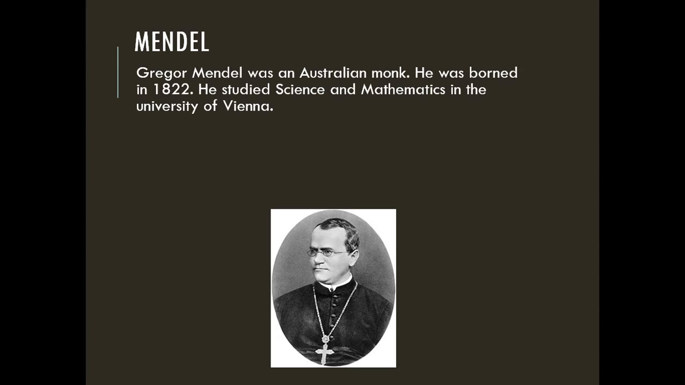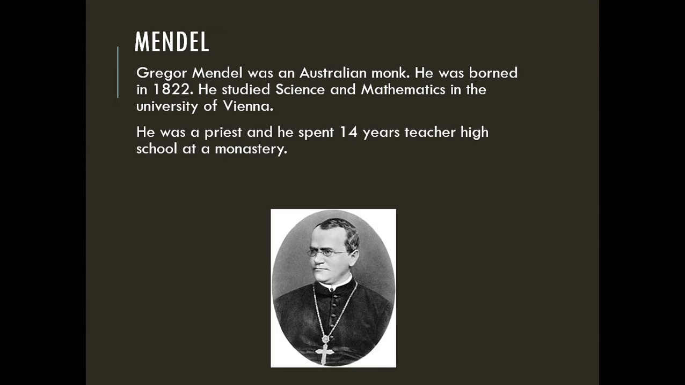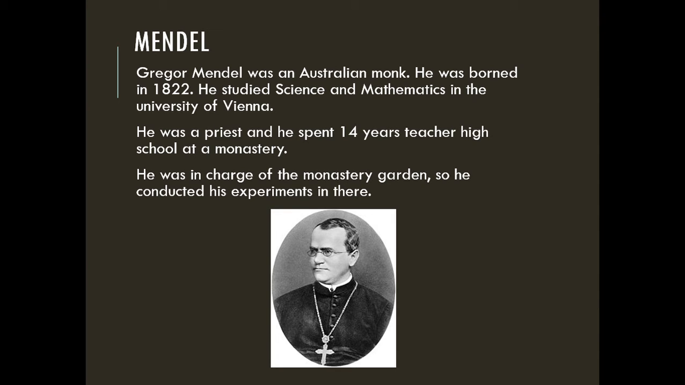Okay, let's continue. This person right here is Gregor Mendel, and he is the scientist well known for conducting the first experiments related to genetics. Gregor Mendel was an Austrian monk. He was born in 1822. He studied science and mathematics at the University of Vienna. He was a priest and he spent 14 years as a high school teacher at a monastery. He was in charge of the monastery garden, so he conducted his experiments in there.